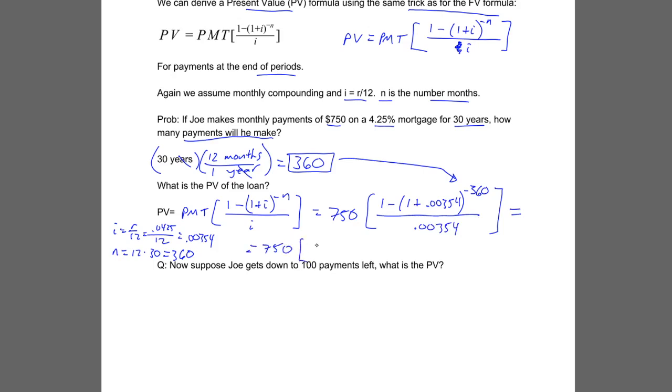1 minus 1.00354 to the minus 360 over 0.00354. So let's give you a little practice entering things in your calculator. How do you enter 1.00354 to the minus 360? That's an interesting question. What I'm going to do is pull up the old calculator here and switch over to the emulator. It is opening. It's validating licenses. I'm using a free version, so yeah.